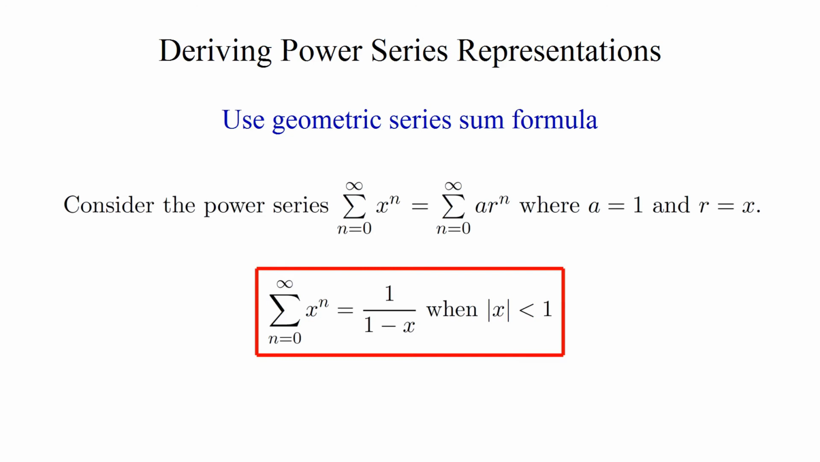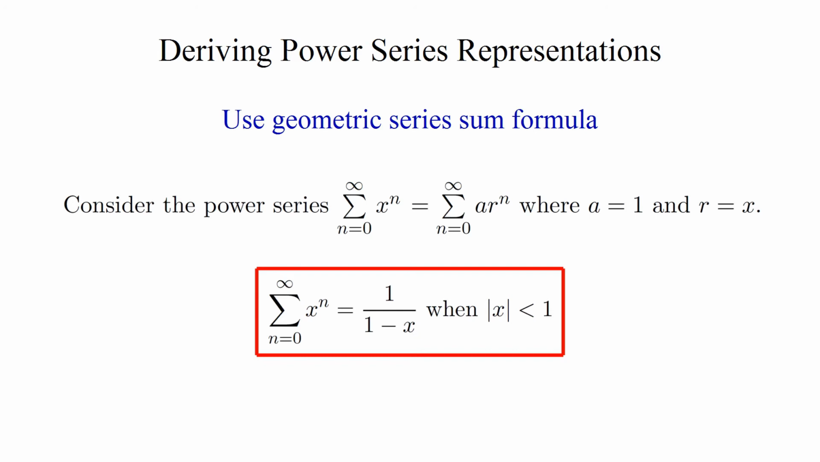Thus, we get that the power series representation of 1 over 1 minus x is the series 1 plus x plus x squared plus x cubed, and so on. In a sense, we've gone full circle. Instead of trying to write out a series as an algebraic formula, we're going the other way around, trying to write an algebraic formula as a series.